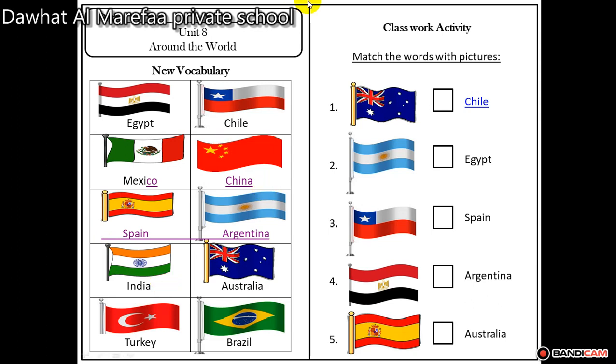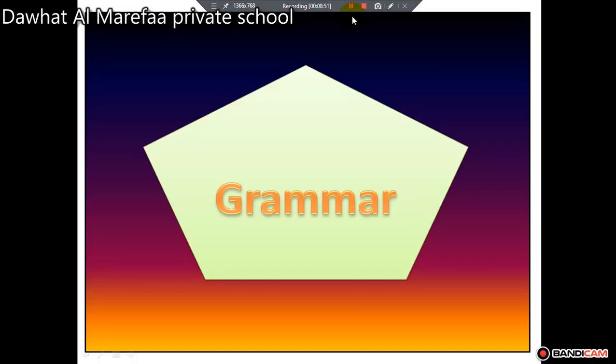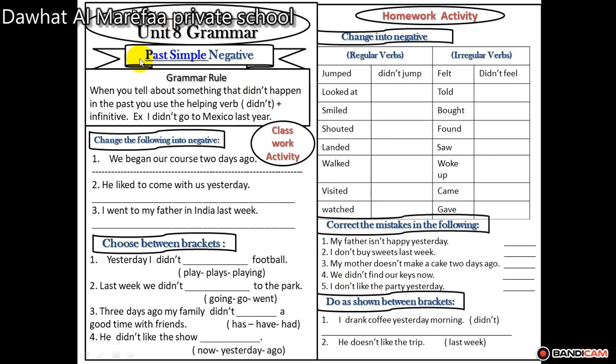Okay, guys. So we are going right now to start the grammar. We are right now on the grammar board. This is, guys, Unit 8, the grammar, which is past simple. As you know, we took it before, the past simple, and we will take the negative.